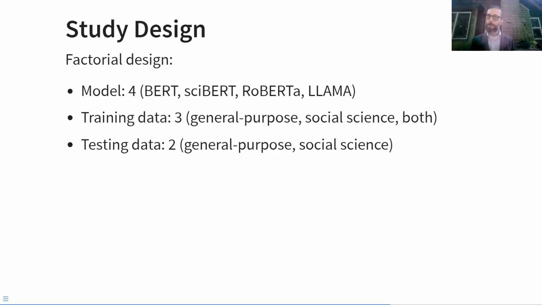So we had a factorial research design where we compared 4 different large language models, all of them open source. And we used 3 different types of training data. We either used only a general purpose data set, which came from newspapers and Twitter, etc., or a manually curated social science data set, or the combination of both. And then we tested those models' performance on either the general purpose data set or the social science data set.